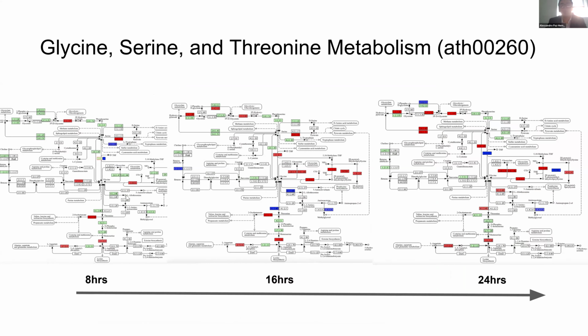So we saw this increased upregulation across light cycles. So we wanted to look at whether adjacent pathways experience the same thing. And so we looked at amino acid synthesis pathways, so glycine, serine, threonine metabolism, and some preliminary results show that there's increased differential expression.